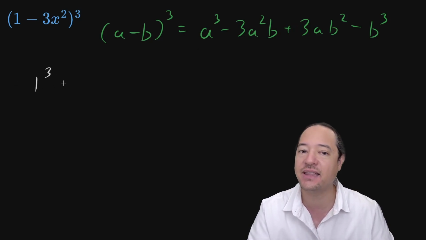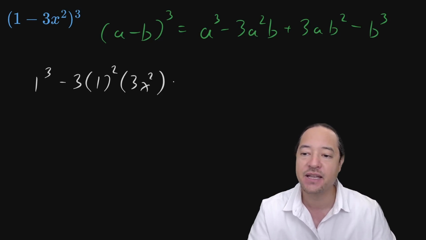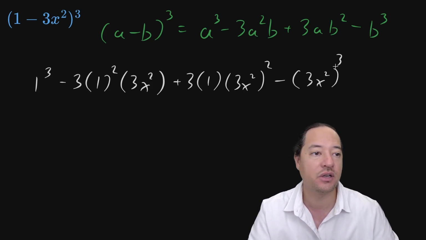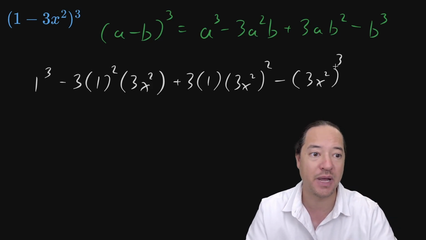That's nice, okay? And then we're going to get a minus 3 times 1 squared times a b, which is going to be our 3x squared to the first power, right? Next, we're going to have 3 times a, which is just a 1. And then we're going to have this 3x squared quantity squared. And finally, we'll have minus this 3x squared raised to the third power, just like that.